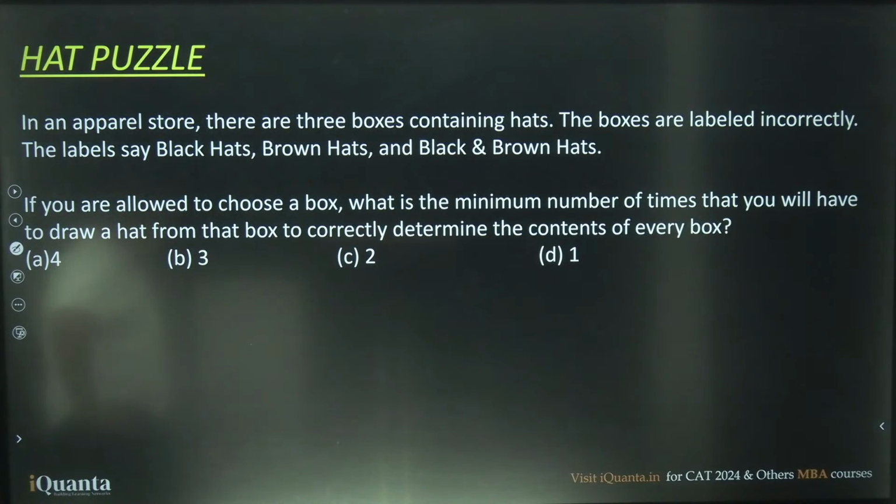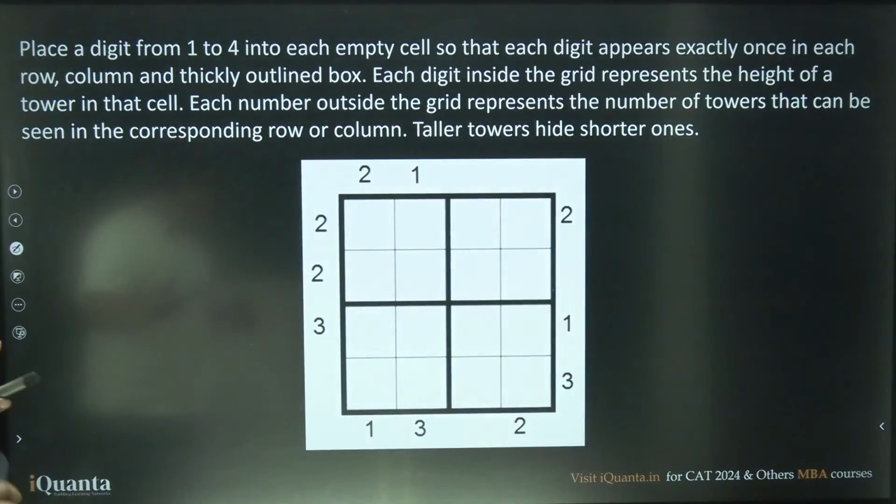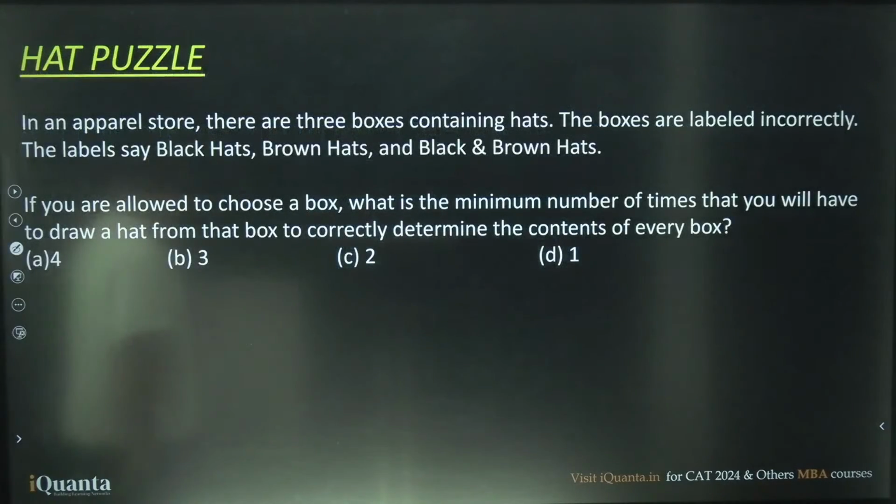If you're allowed, Samruddhi, in the comments, you can answer in the comments. Okay, Samruddhi? Once the session is over. If you're allowed to choose a box, what is the minimum number of times that you will have to draw a hat from that box to correctly determine the contents of every box? Previous slide, Bhavna. No, this is something we will do later. Do this one first.